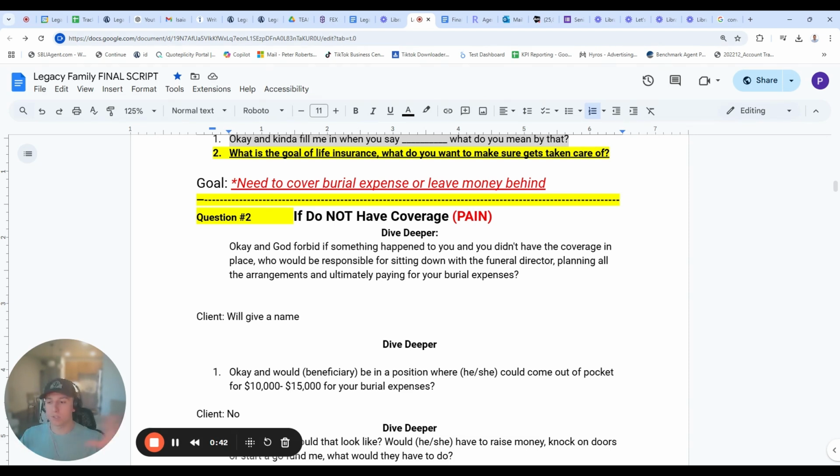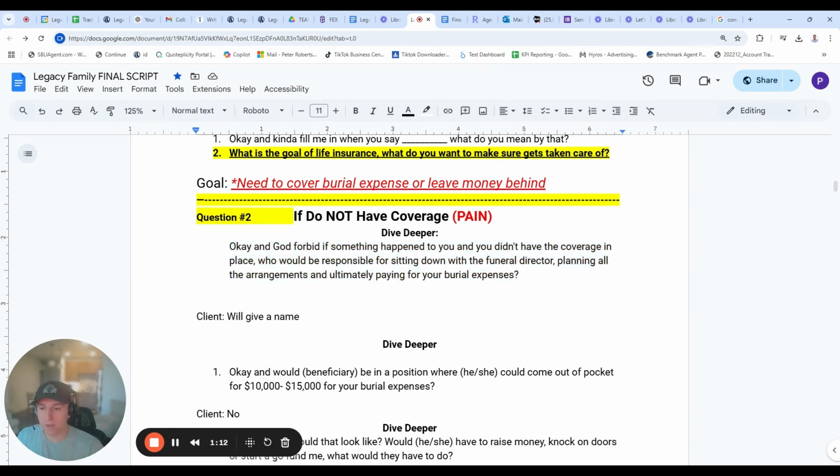Okay. Let's go ahead and break this down slowly. Prospect has just told you that when they die, they want to cover their burial expenses. Now, we're going to go through question number 2. Say, question number 2 is this. Okay. And God forbid, if something happened to you and you didn't have that coverage in place, Miss Betty, who would be responsible for sitting down with the funeral director, planning all the arrangements, and ultimately paying for your burial expenses? Okay. You're going to get a name.